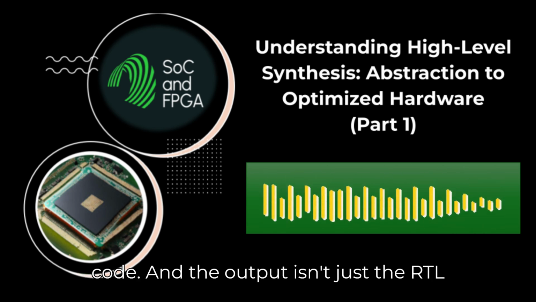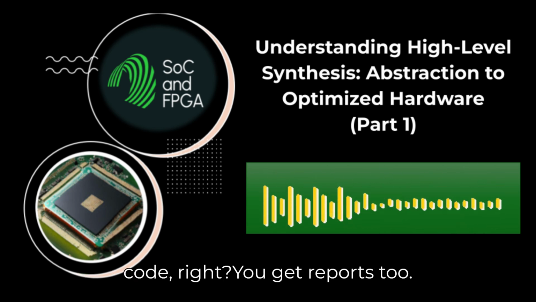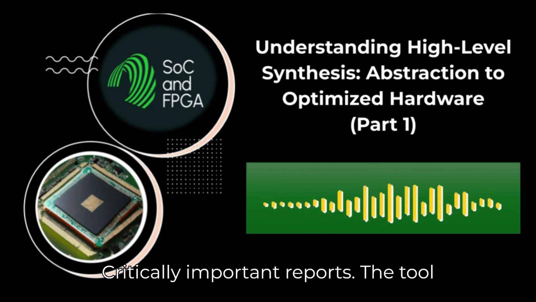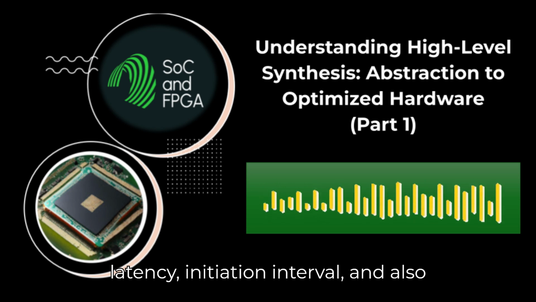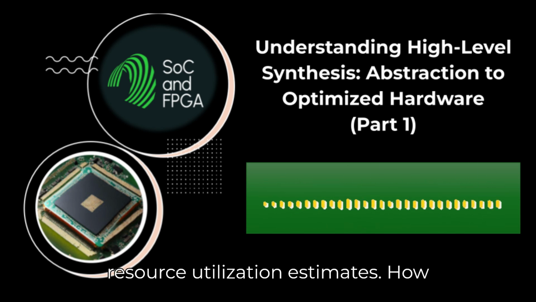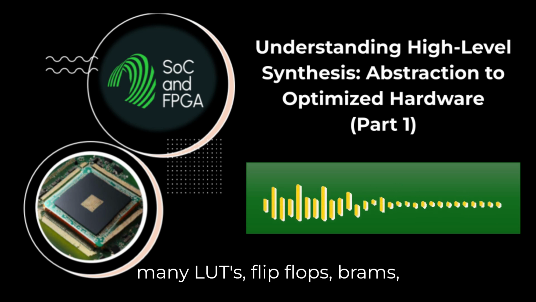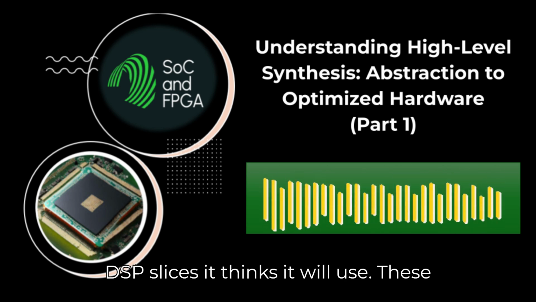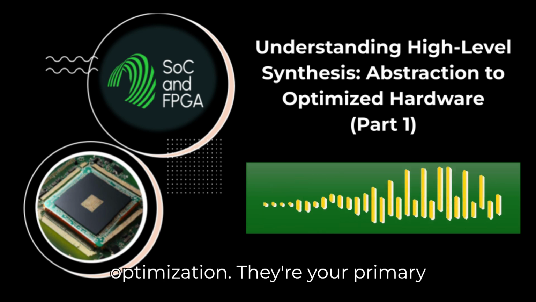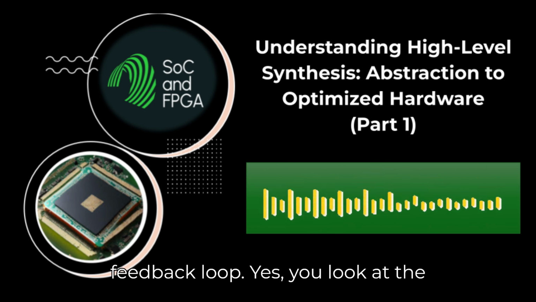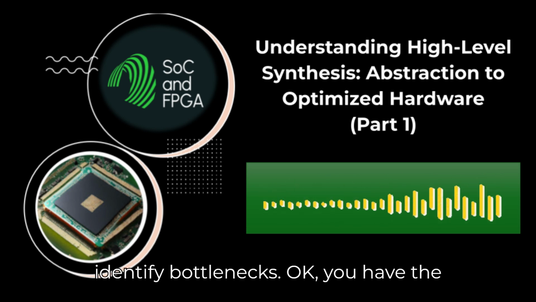And the output isn't just the RTL code, right? You get reports too. Critically important reports. The tool gives you estimates for performance, latency, initiation interval, and also resource utilization estimates. How many LUTs, flip-flops, BRAMs, DSP slices it thinks it will use. These reports are the feedback for optimization. They're your primary feedback loop, yes. You look at the numbers, see if you met your goals, identify bottlenecks.